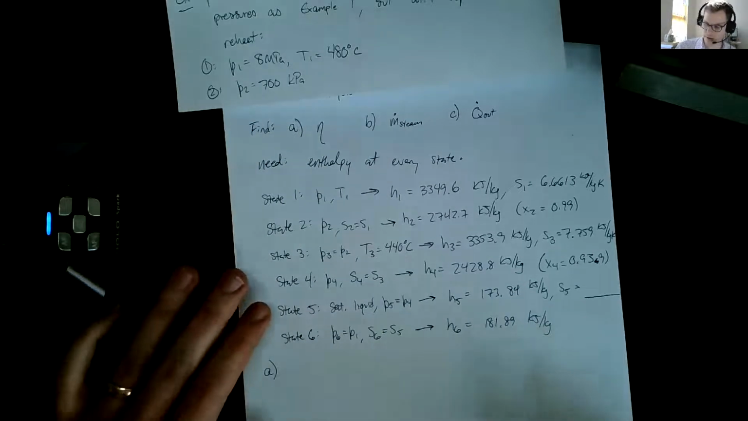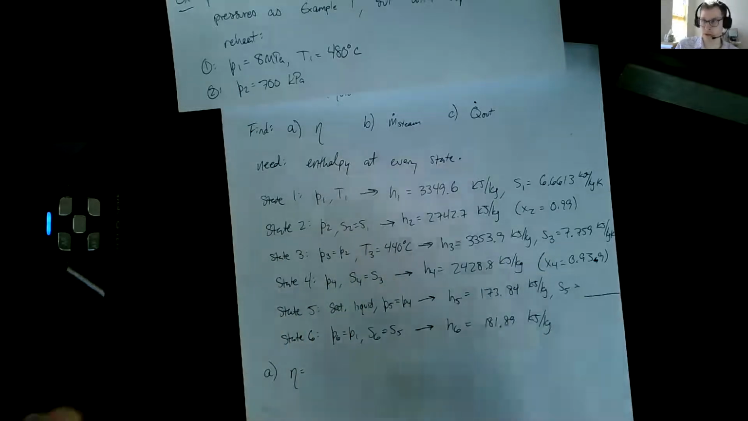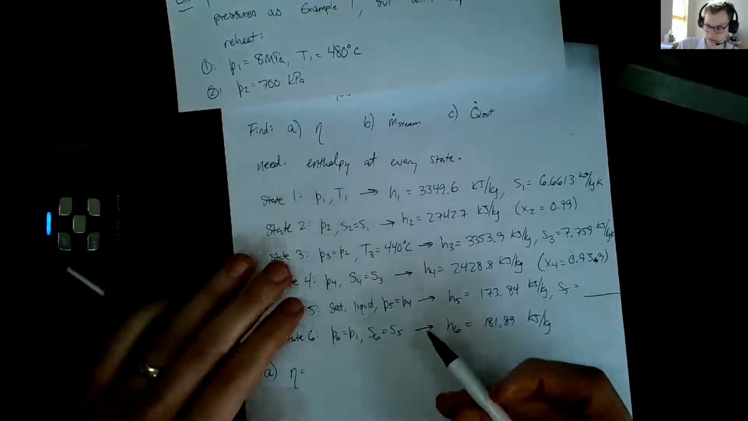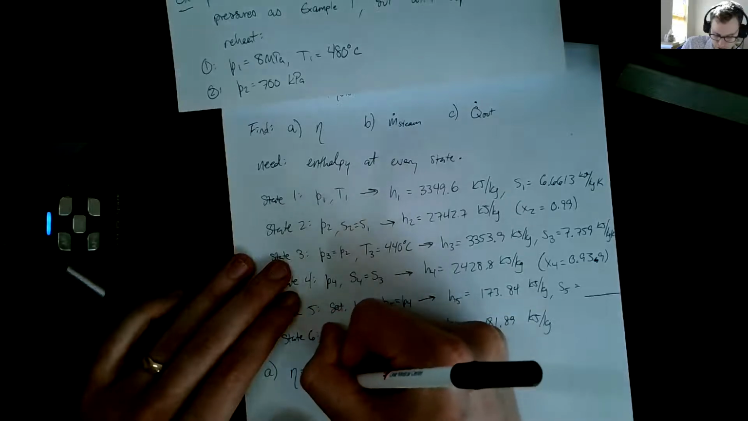So part A, eta equals, there's different ways you could write this, but in the end, you'll get equivalent expressions. I'm going to write this as the net work output divided by the heat input. Now we need to be careful here because now we're doing superheat. Well, superheat doesn't change anything. We're doing reheat. So we have 2 turbine stages and we're also heating it twice. Okay, so there's 2 Q-ins now.